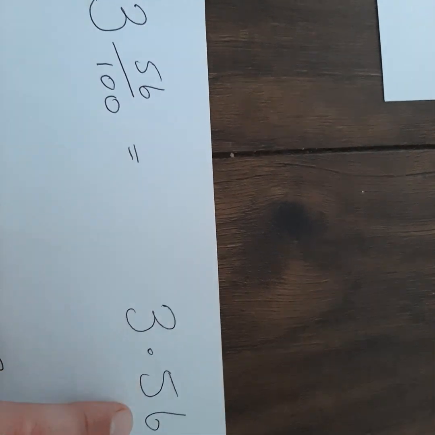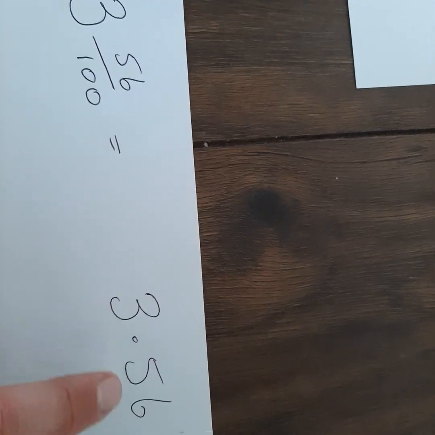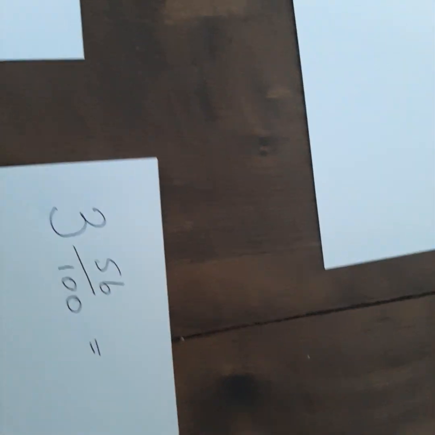3.56. So I only have two numbers after it. So 56 hundredths is the same as 5 tenths and 6 hundredths. 3.56. So let's convert our decimals to fractions now.